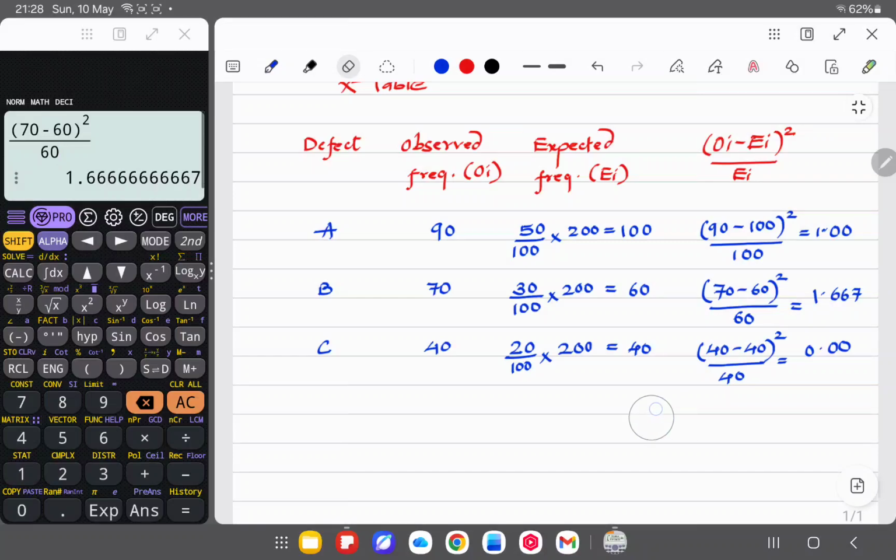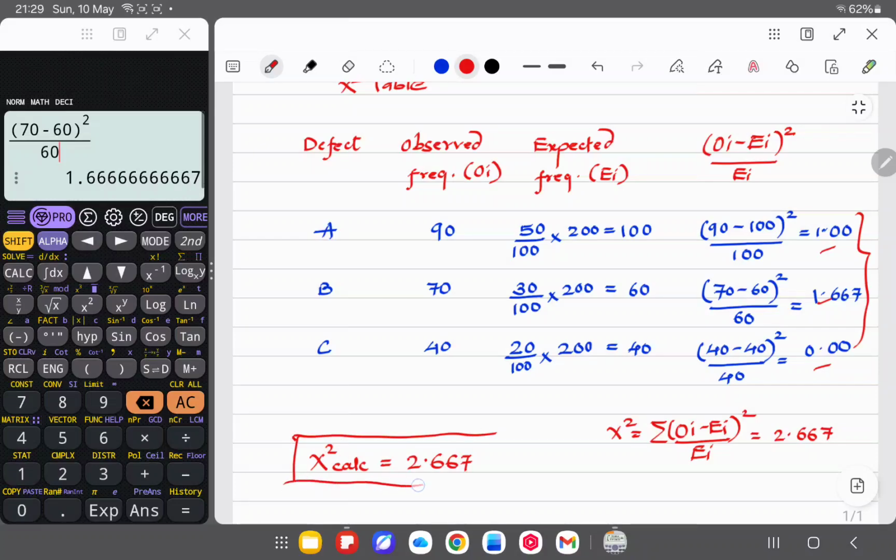Now the chi-square statistic. I would like to change the color of this notation. The chi-square will be the summation of OI minus EI bracket square divided by EI, which means summation of all these entities. So the calculation is pretty simple now. The summation of 1.0, 1.667 and 0 will give you the chi-square value of 2.667. So now you have the chi-square calculated value, 2.667, available with you. What to do with this, we'll see in the next video.